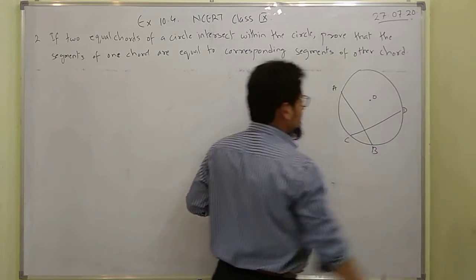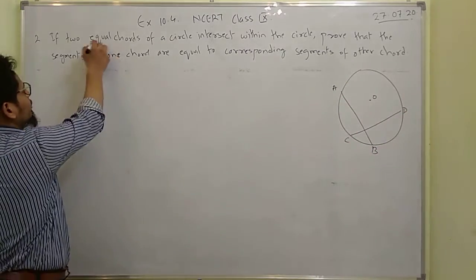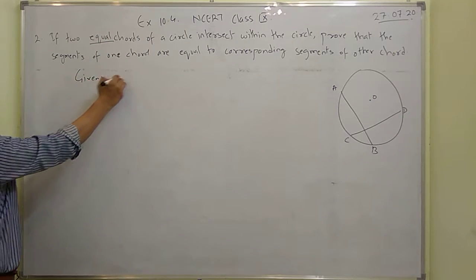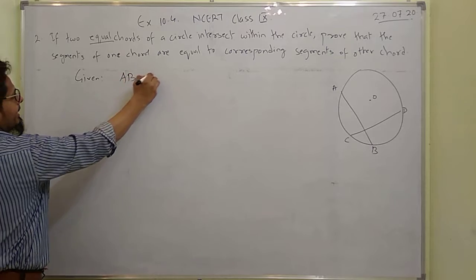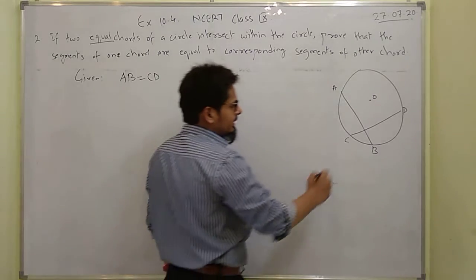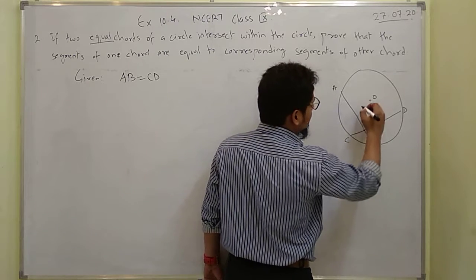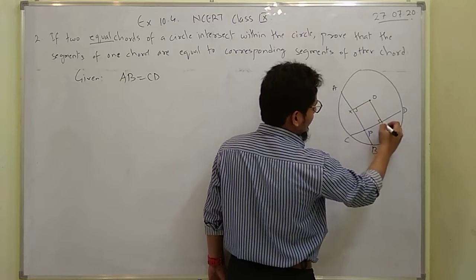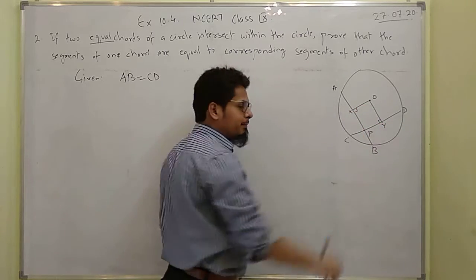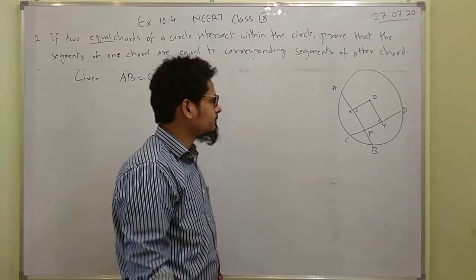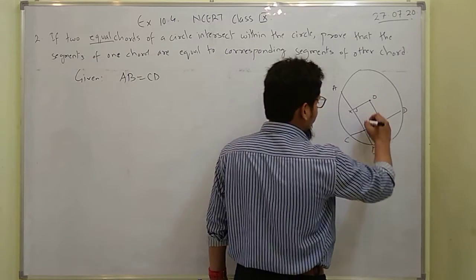What is the question saying? If two chords are equal, the given part is that AB is equal to CD. And the intersecting point is P. I have also drawn two perpendiculars, at points X and Y, and this is point P. P is the intersecting point of AB and CD. Clear? After this, now I join OP.